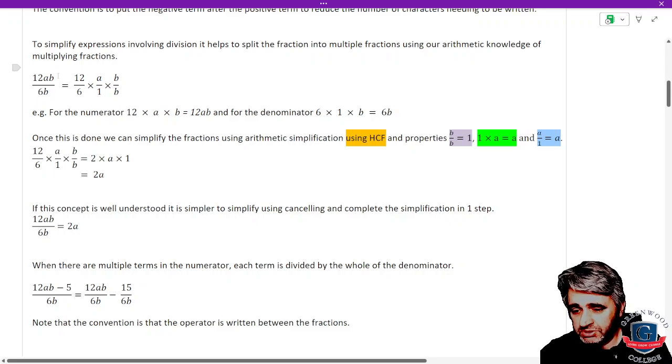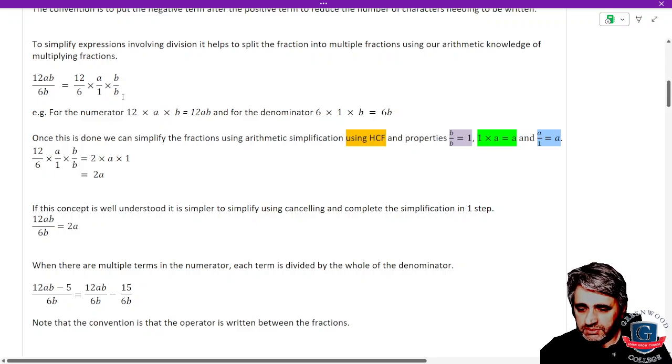So you can see here we started with 12ab. 12 times a times b is still 12ab. And because we're putting the numbers and the variables together, we have a number, so 12 on 6. We don't have an a in the denominator, so we're just going to put 1 there. And we do have a b in the denominator, so we're going to put the b underneath the b.